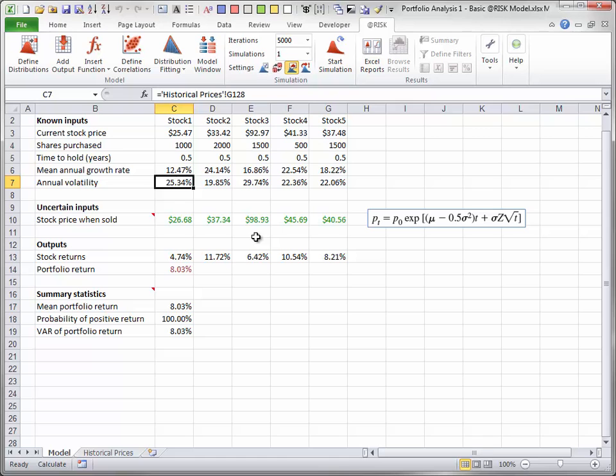The future stock prices in row 10 are modeled with @RISK distributions. Specifically, they use the well-known log-normal model of stock price changes shown in the equation. Here, P sub t is the stock price at time t, P sub 0 is the current stock price, mu is the mean annual growth rate, sigma is the annual volatility, and z is a standard normal random variable, implemented with the RiskNormal(0,1) function.